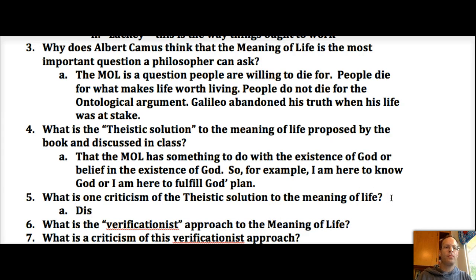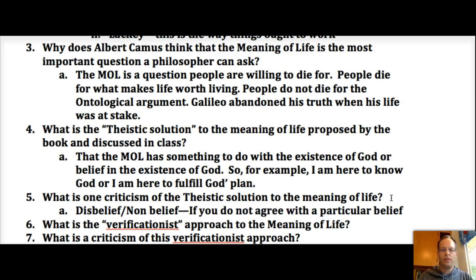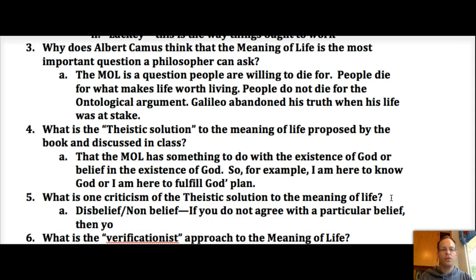So there's the problem of disbelief or non-belief, right? And that is that if you do not agree with a particular belief, then your life is not meaningful. Remember, we talked about Aztecs or Chinese, people who don't share the same conception of God. If having the proper conception of God was essential to the meaning of life, then most of the people who've ever lived have had meaningless lives. But we don't want to say that, so that's one thing.